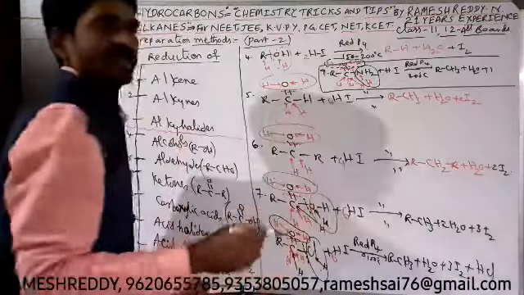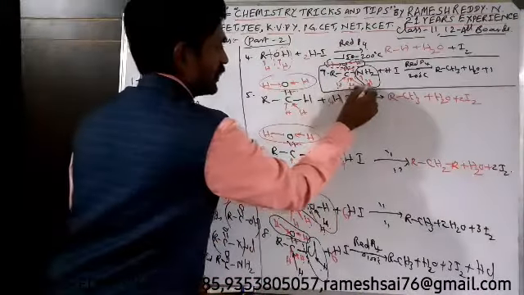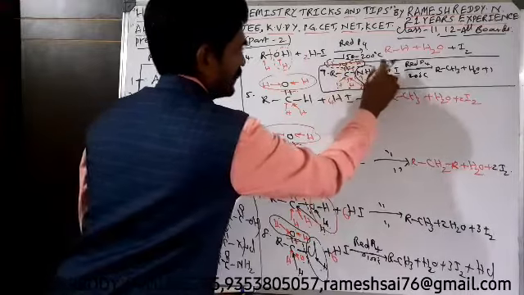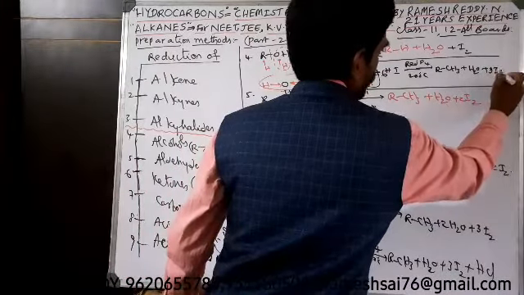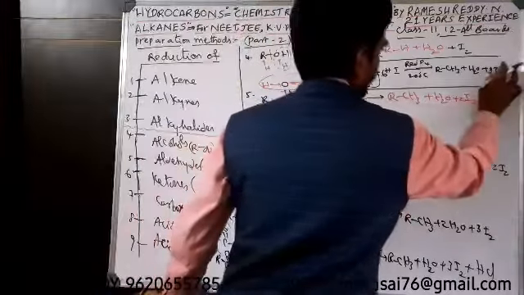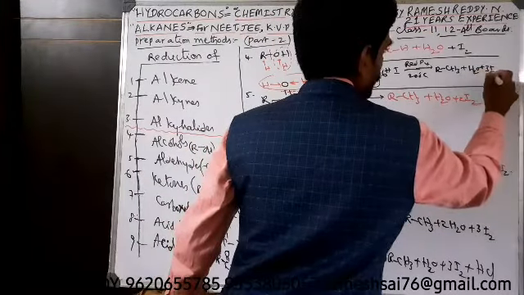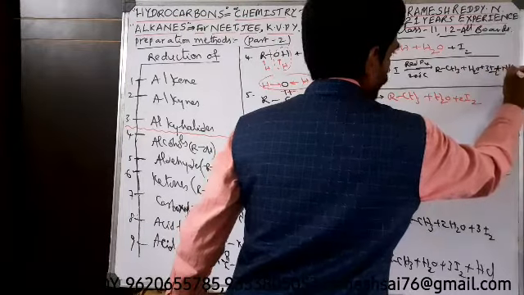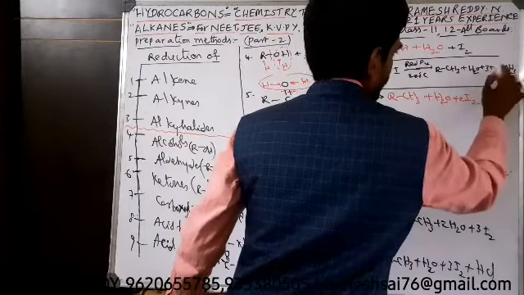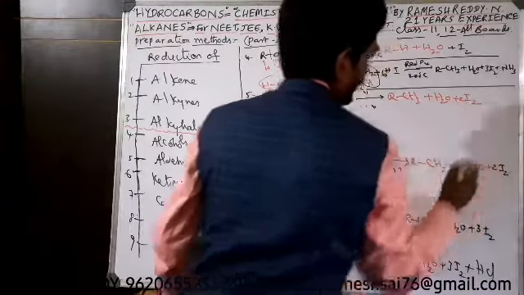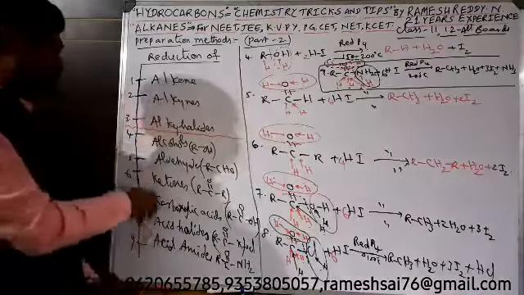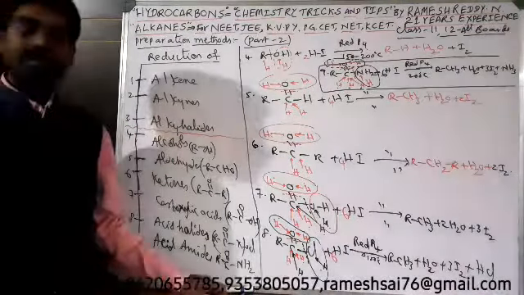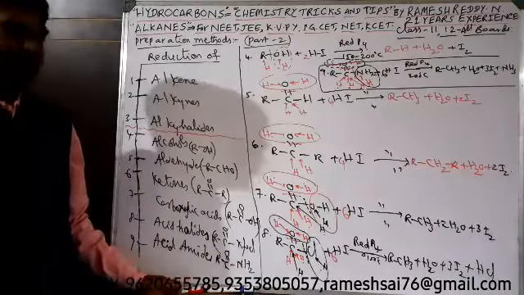How many moles of hydrogen did we require? 1, 2, 3, 4, 5, 6. Totally 6 moles of HI is required. So that means this is removed as 3 moles of I2, and NH3 is also removed. Got it? Is it clear? Fine, my dear students. So these are the methods of preparation of alkanes by reduction of all these functional group compounds. I think you enjoyed my video.